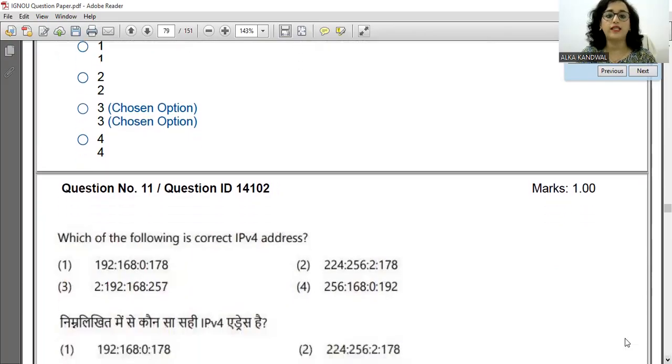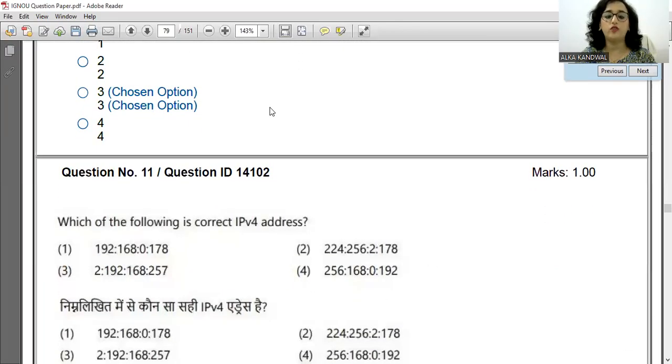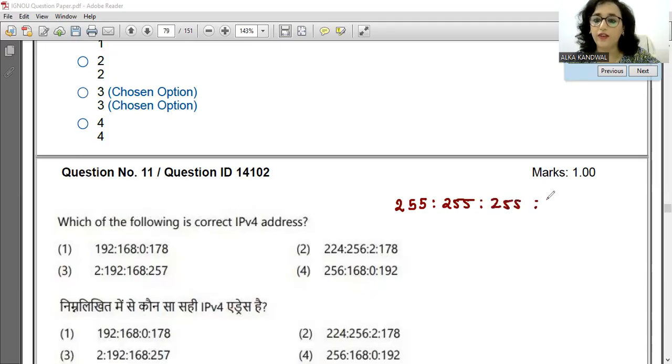Which of the following is the correct IP version for address? Now you should remember the format of an IP address. Here it can be 255, 255, 255, 255. These are the maximum values. Or it can start from 0, 0, 0, 0 to this one.